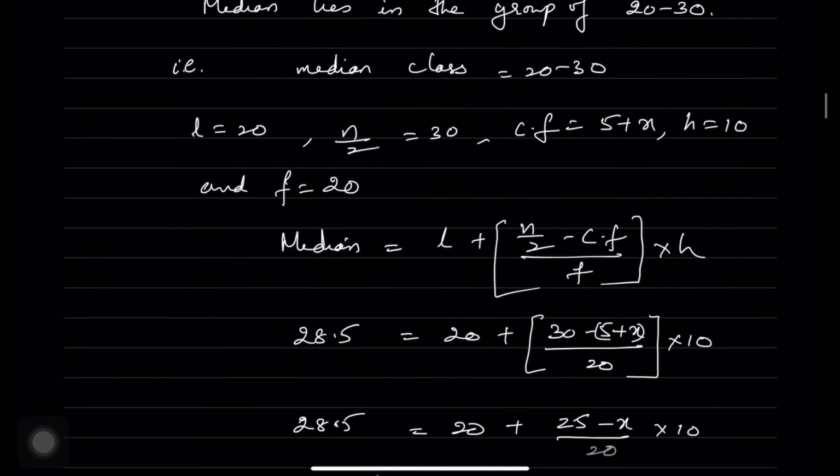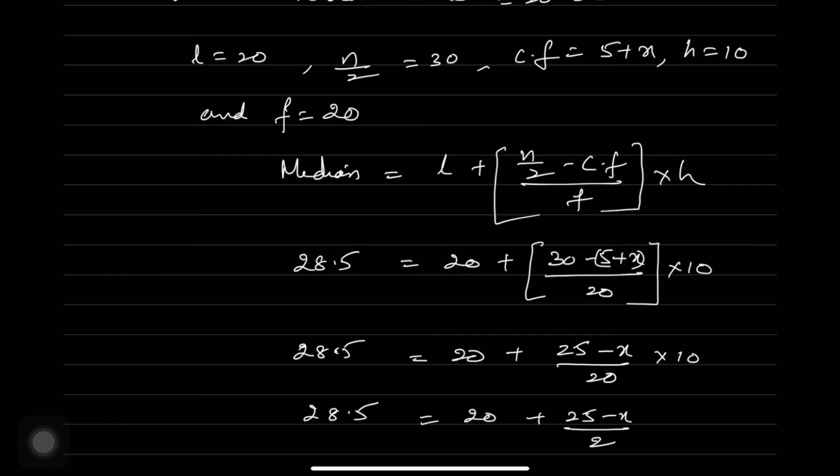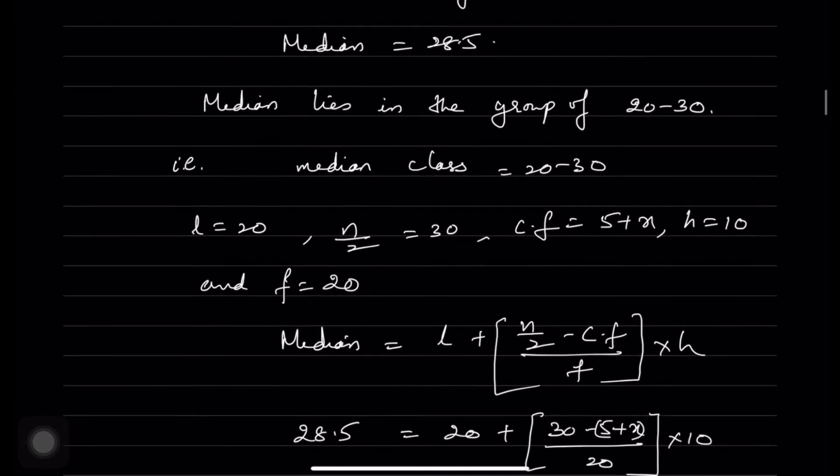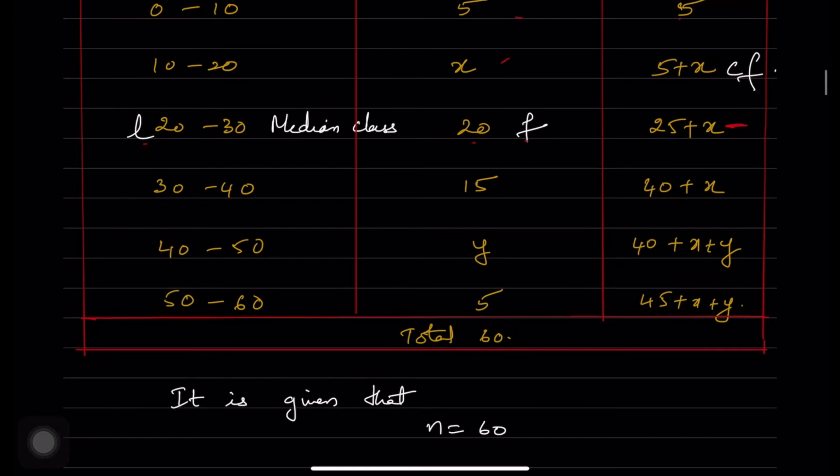So putting all those values in this, we have to first find out where this 28.5 lies. Now you can see it is going to 40 plus x. It is much greater, but it can lie between 25 plus x and 40 plus x. So it will be lying in this interval. Okay. So therefore 28.5 lies there. So we are taking the previous value of this as the cumulative frequency, and this is called the median class, that is 25 plus x, whichever corresponds to that frequency, that is 20 is f, and the median class is 20 to 30.